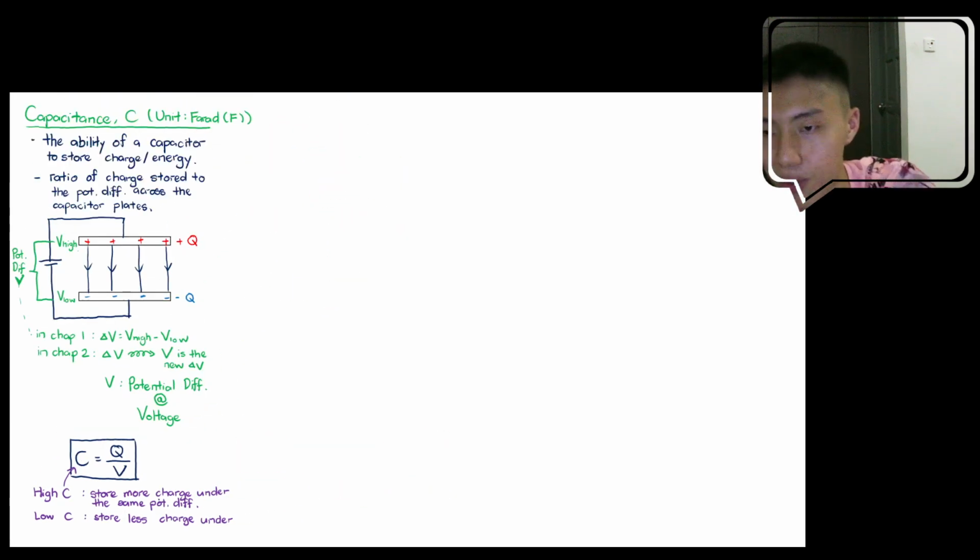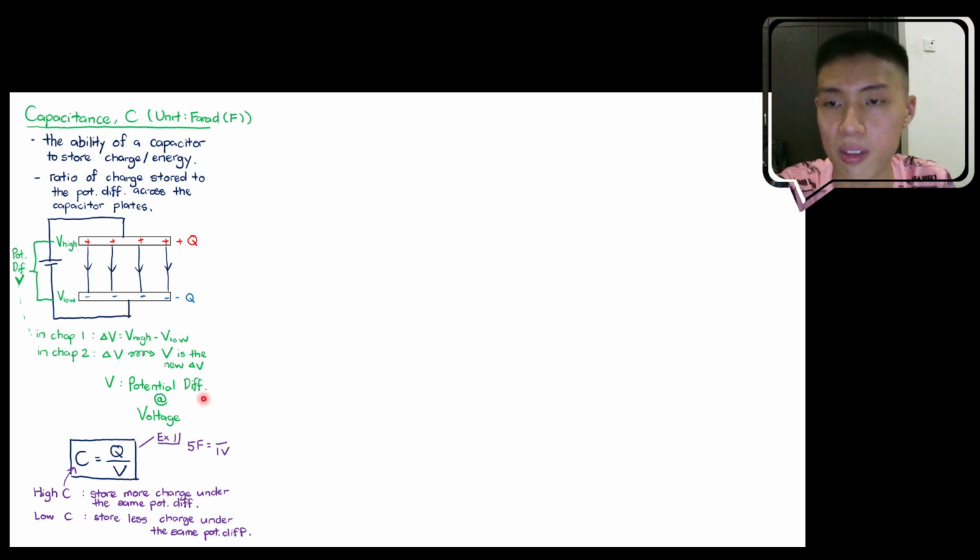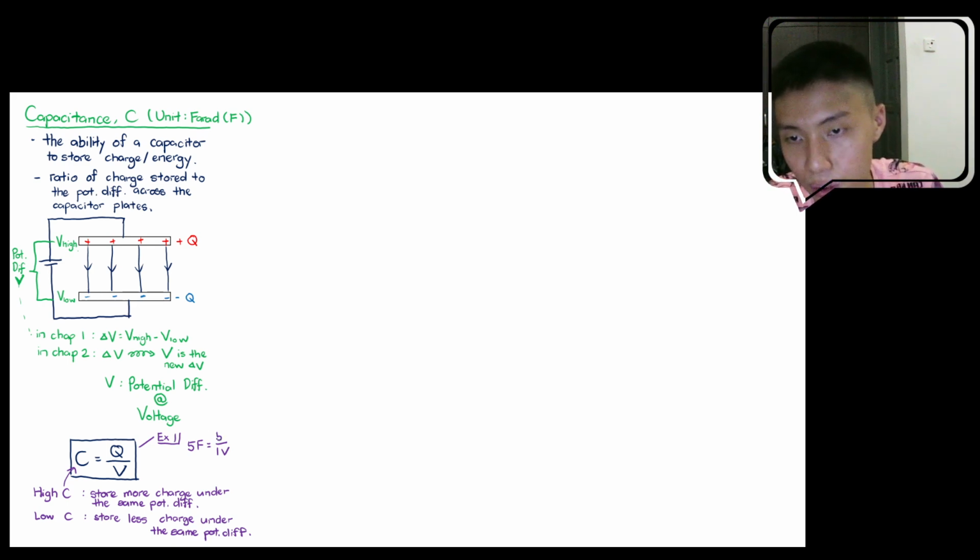No, I'm just wanting to write stuff. The same potential difference. Okay, so for example, I'm just roughly giving you an example. Let's say example 1. Let's say it's 5 farad. So 5 farad means if you put it under 1 volt potential difference, you are able to store 5 coulomb of charge. That's the maths, right?